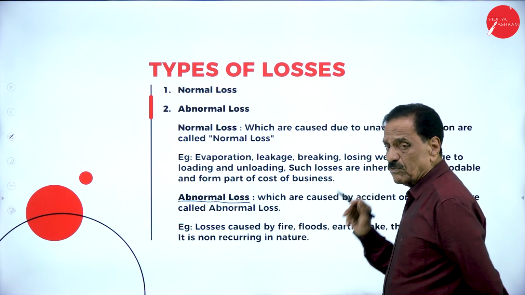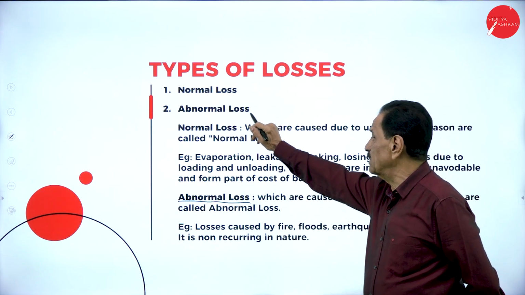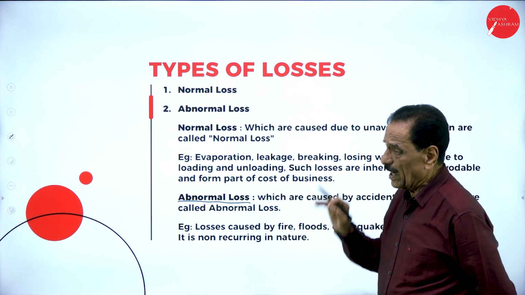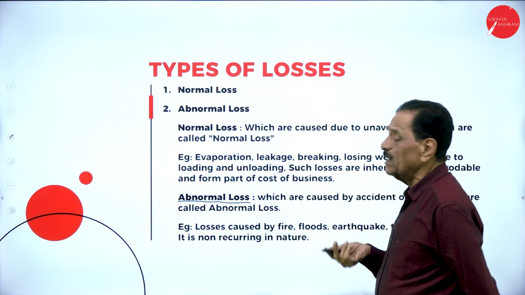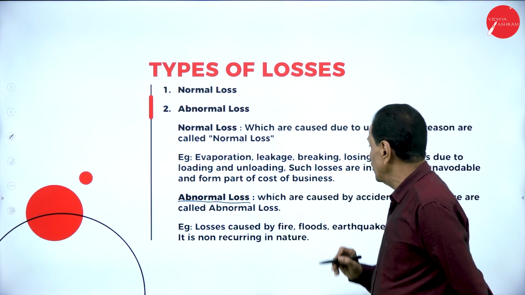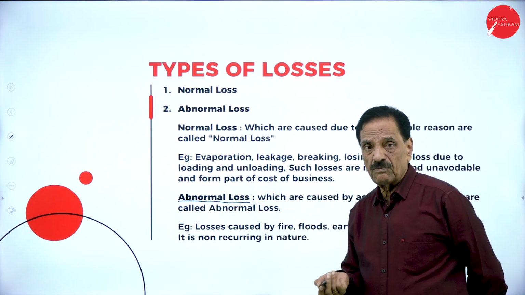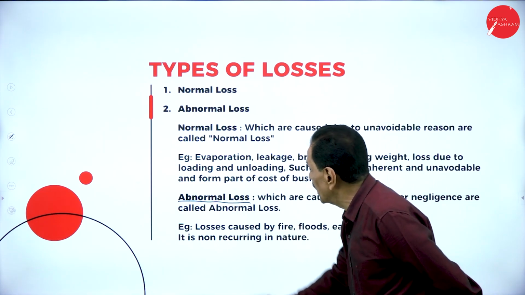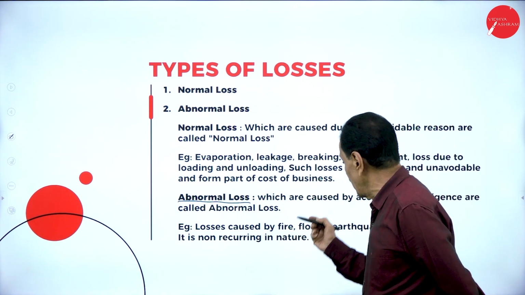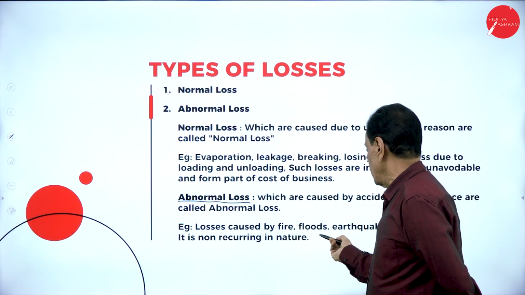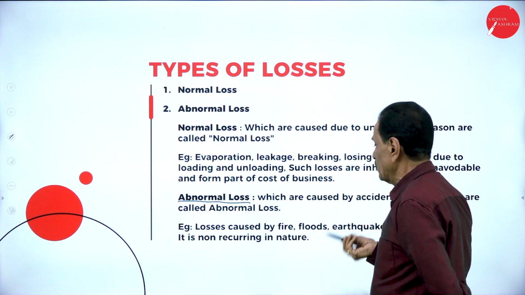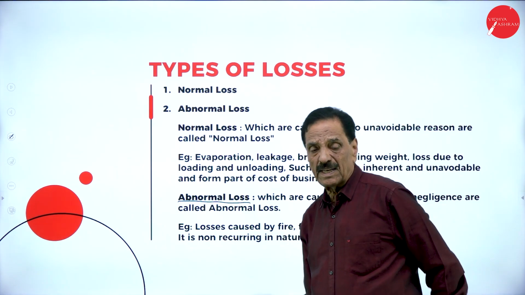It will happen due to fire, due to theft, whereas this has happened due to operation, due to leakage. It may be loading and unloading charges, breaking, losing of weight. All these are called normal loss. Abnormal loss is due to fire, theft, floods, earthquake. It is non-recurring in nature.